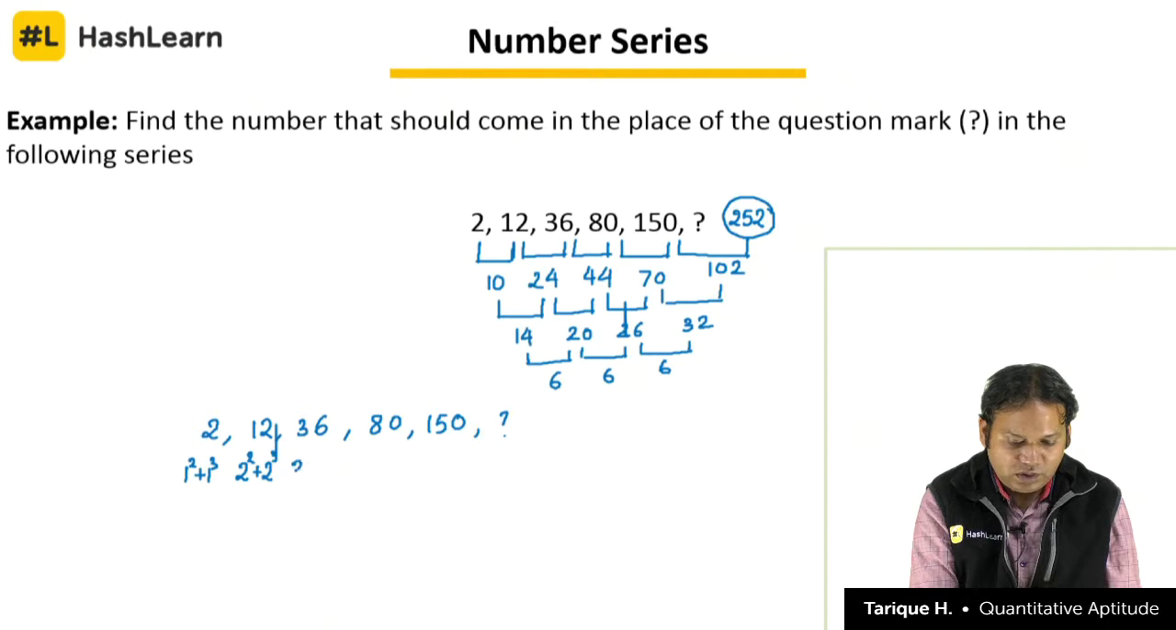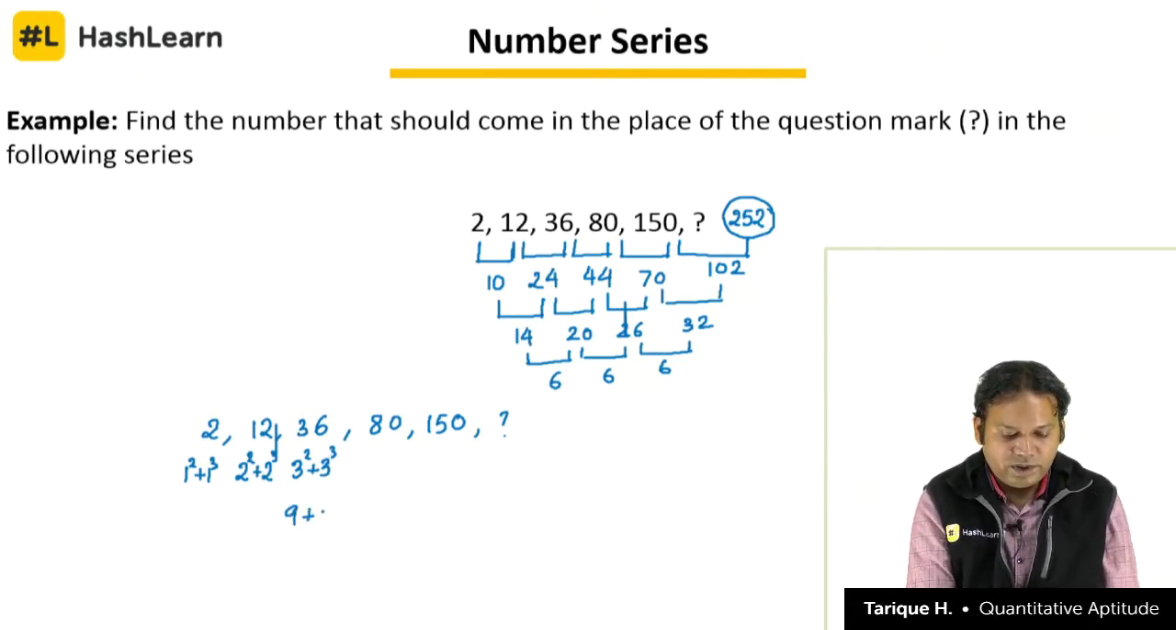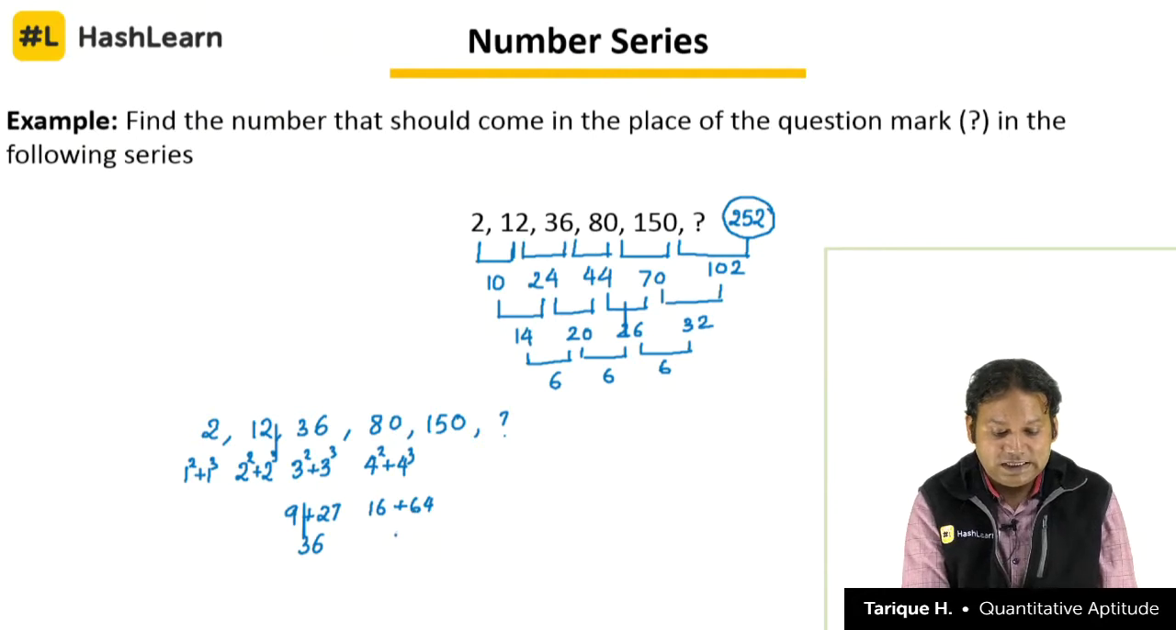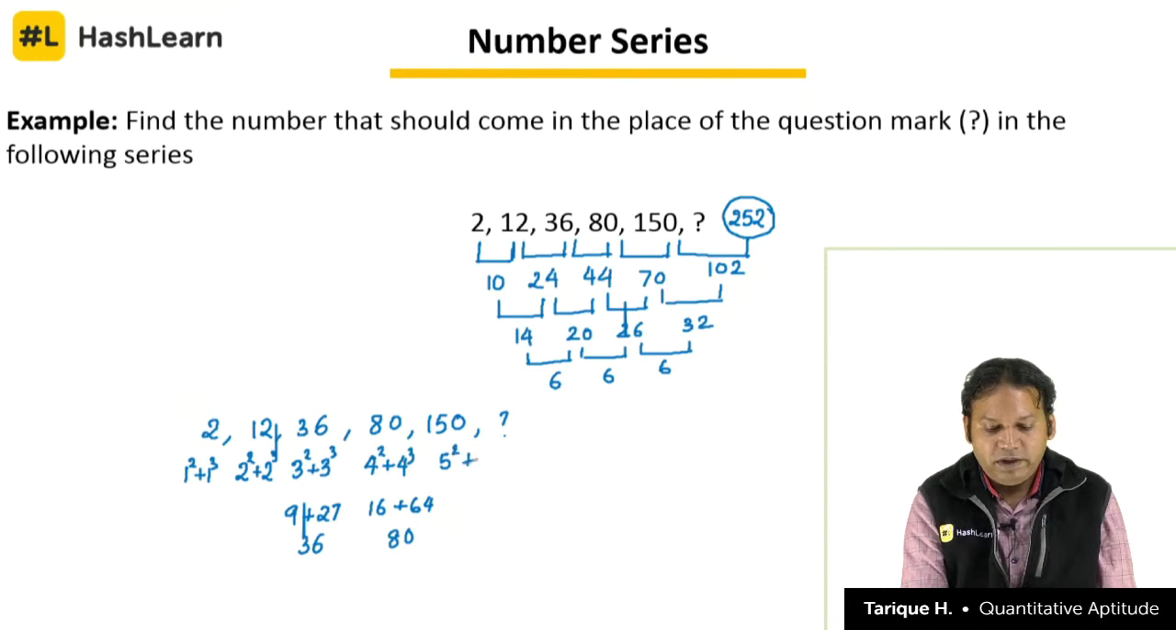36 similarly is equal to 3 square plus 3 cube. 3 square is 9, 3 cube is 27, 27 plus 9 is 36. Next, if you look at 80, 4 square plus 4 cube is equal to 80. What is 4 square? 16. And what is 4 cube? 64. And 64 plus 16 is equal to 80. Similarly, what is 150? 150 is 5 square plus 5 cube. What is 5 square? 25. And what is 5 cube? 125. And 125 plus 25 is equal to 150.